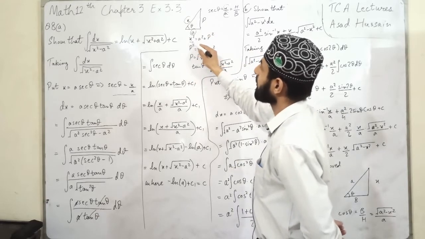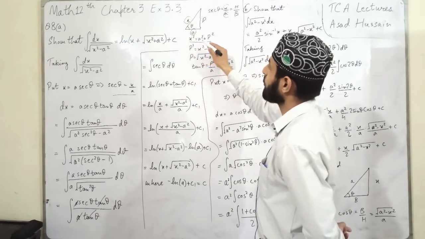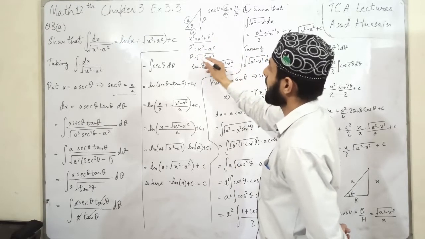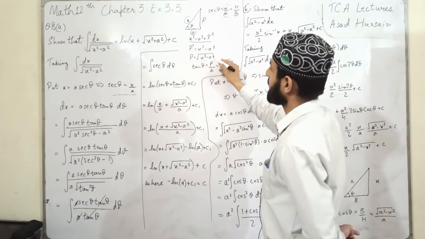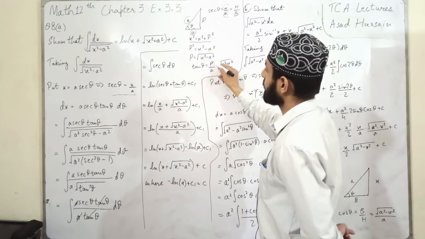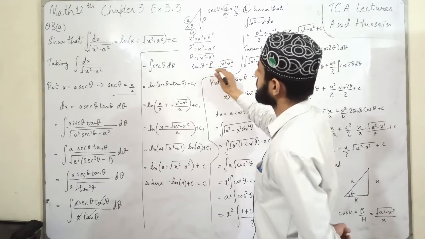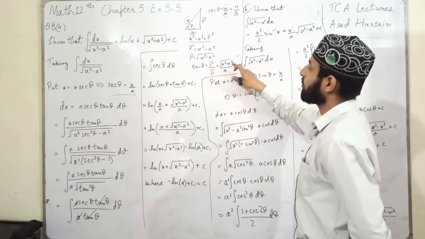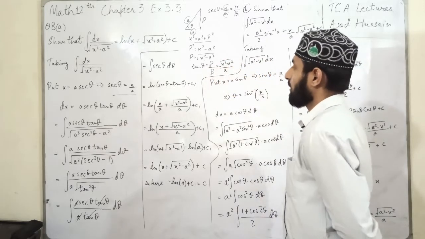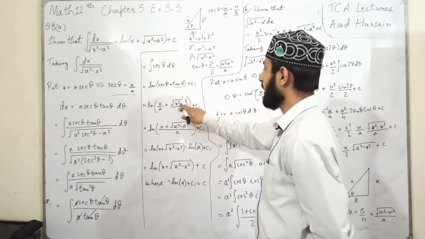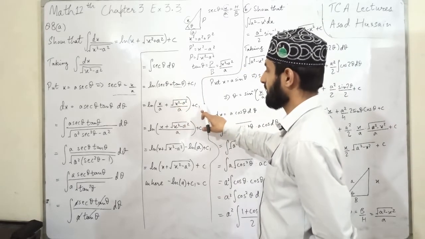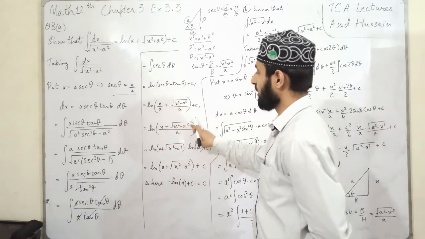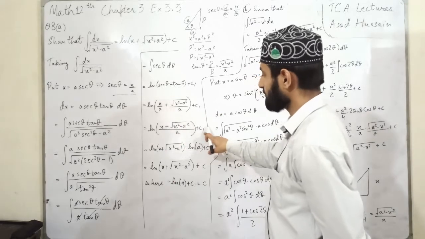So according to Pythagoras theorem, x² is equal to a² + p². P² is equal to x² − a², and p is equal to √(x² − a²). We know that tan theta is equal to perpendicular over base, which is equal to √(x² − a²) over a. Now putting the value of tan theta, we get ln(x/a + √(x² − a²)/a) + c1. Taking LCM, we get ln((x + √(x² − a²))/a) + c1.